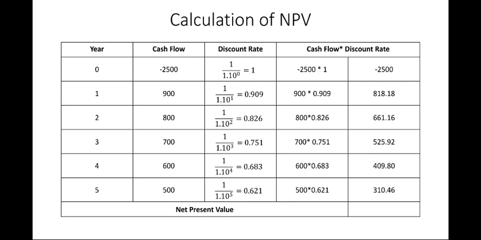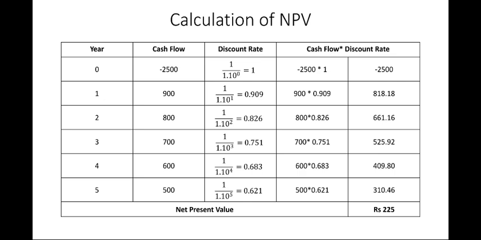310.46. Now, for calculating the net present value, we are supposed to add all the values that are here in the last column, that is minus 2500 plus 818.18 plus 661.16 plus 525.92 plus 409.8 plus 310.46, and on adding all these values we get approximately 225 rupees. And as you can see, the net present value is positive, therefore this project can be selected.